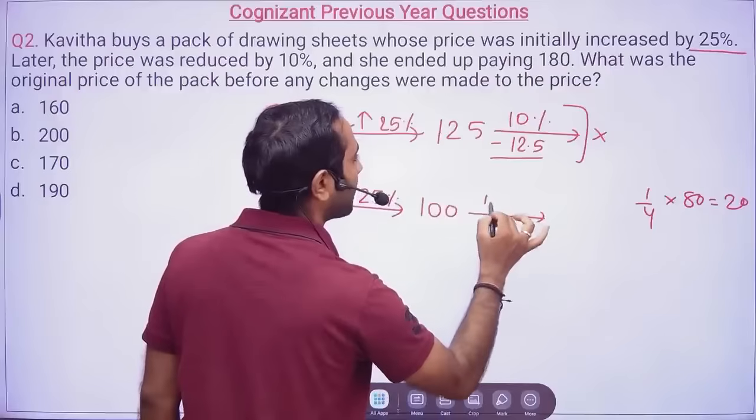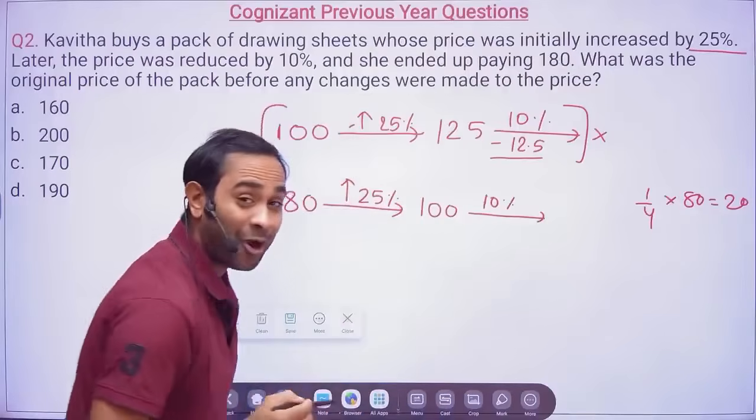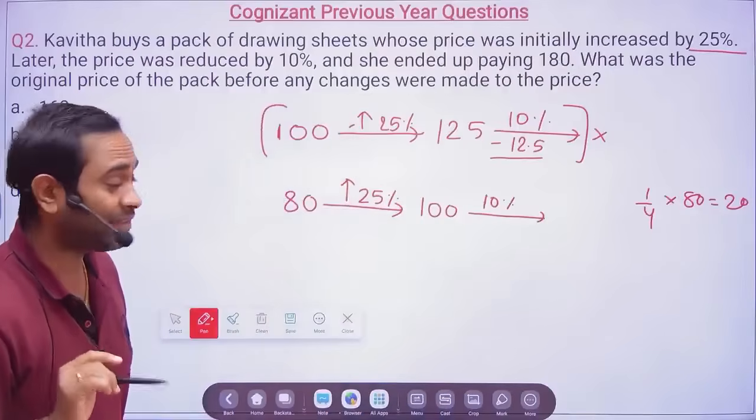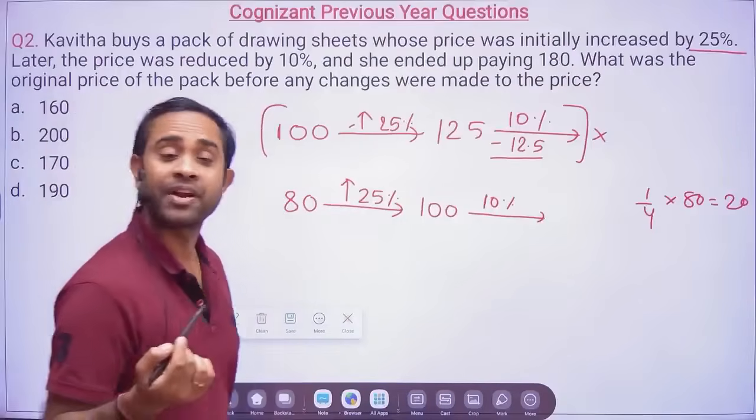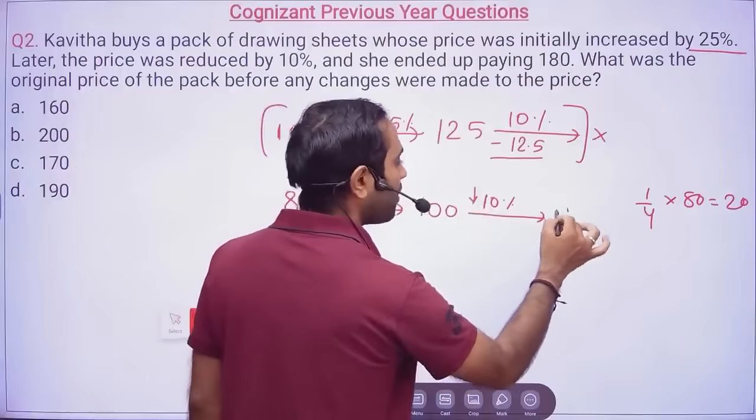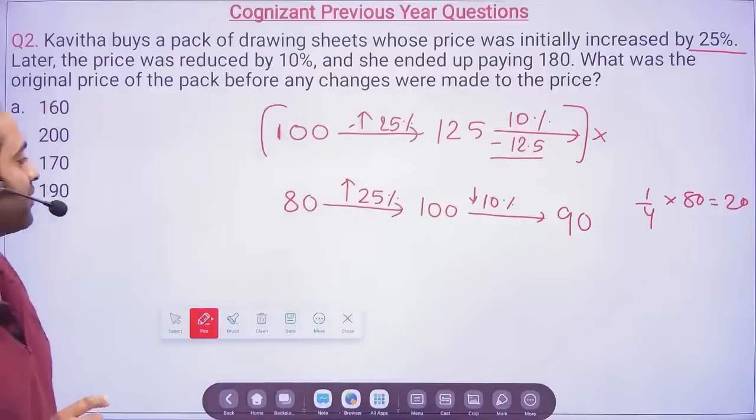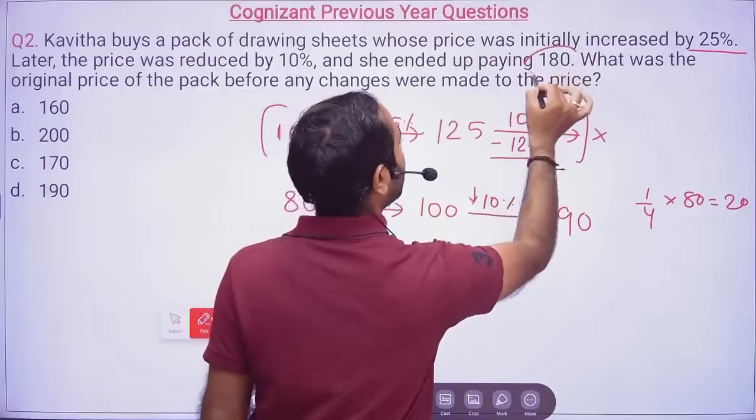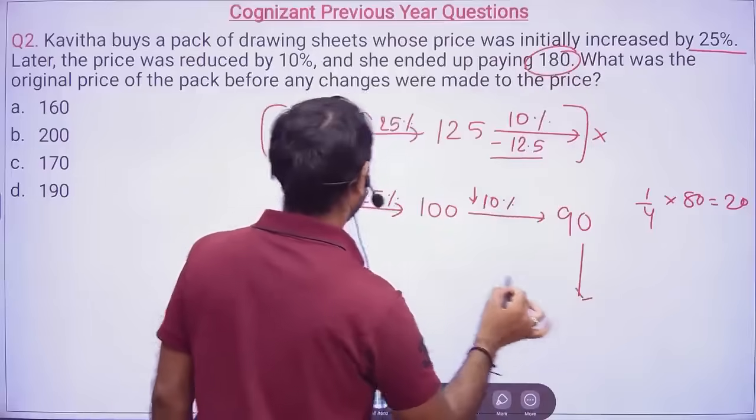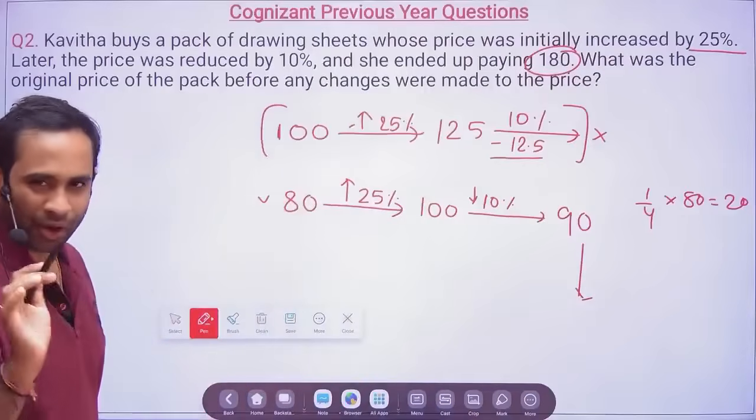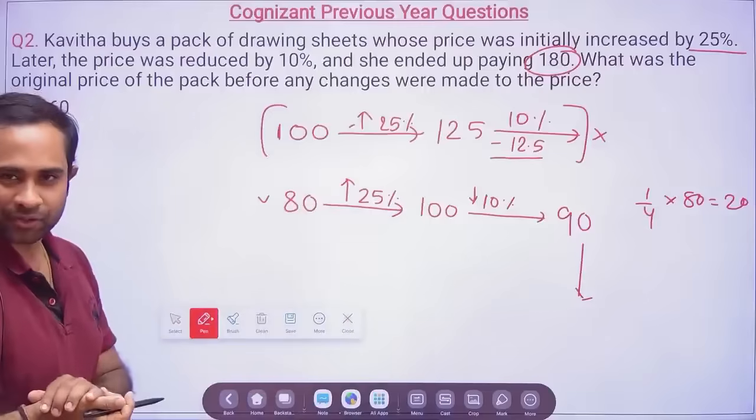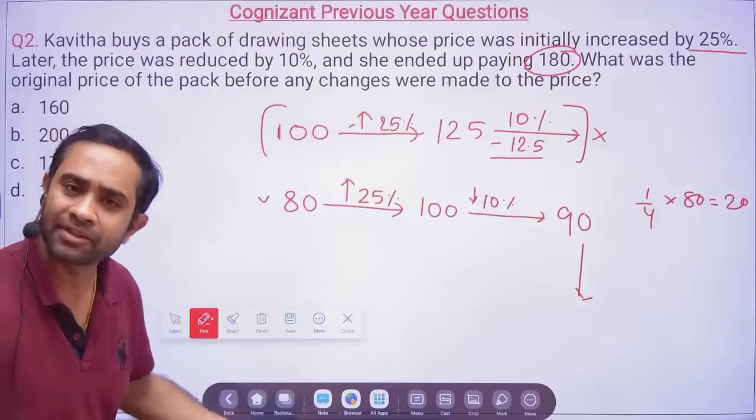Now later that price was decreased by 10%. Now you see, calculating 10% is easier. 10% of 100 is 10. So finally she paid how much? 90 rupees. But actually what they are telling, no. See, here we have assumed 80. We should have solved it using X. But when you have assumed, then also no problem, sir.